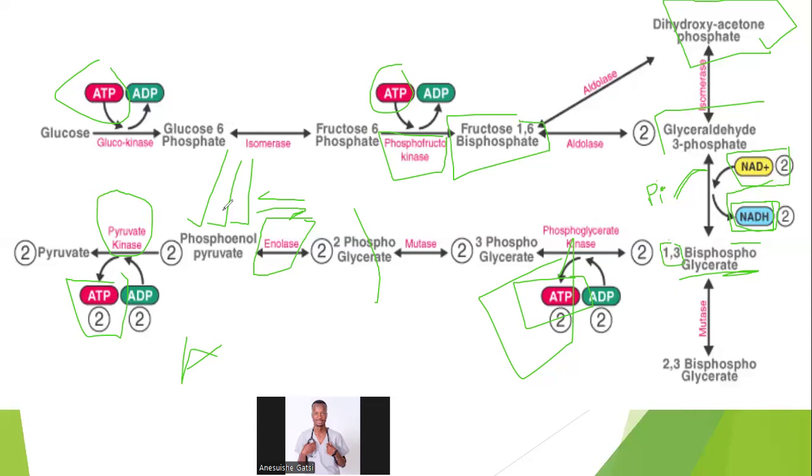So that PEP can then be acted upon by pyruvate kinase to release the last two high energy, or rather energy molecules, which is ATP. And now we have formed 4 ATP molecules at the expense of using 2 ATP molecules. So the net result is what?